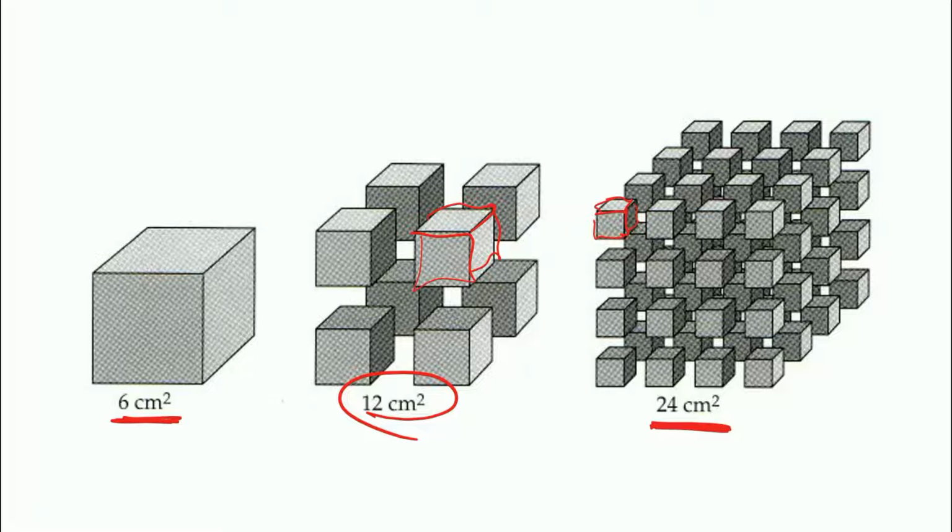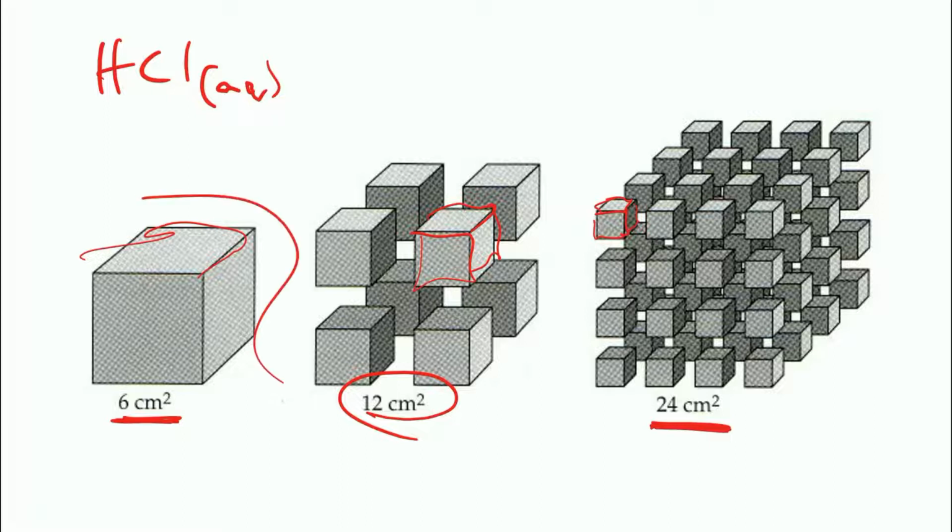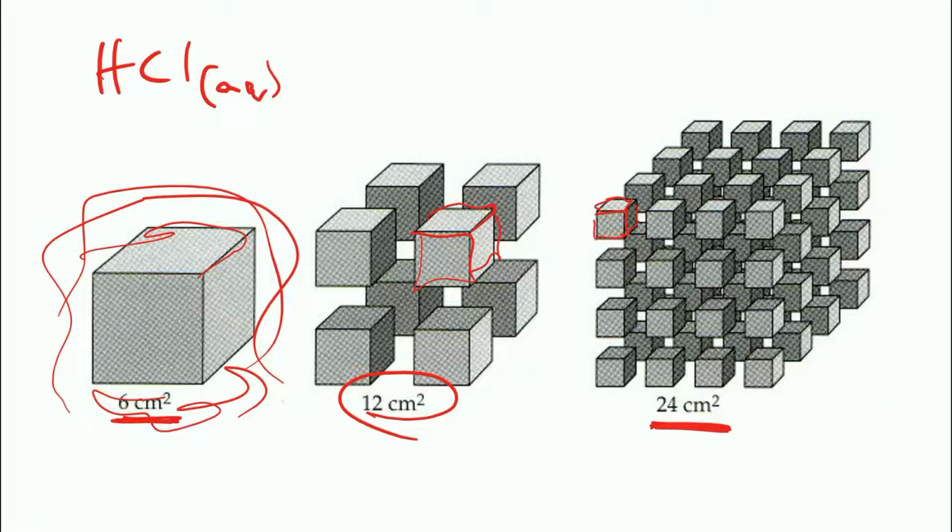Now, this is going to affect reaction rate because, as we know from the collision theory, reactant molecules have to collide. If there's more surface area, there is essentially more space for the reactants to collide. Like, let's say we put this solid into acid, right? Let's say we drop it into HCl, hydrochloric acid. Acid's always aqueous.